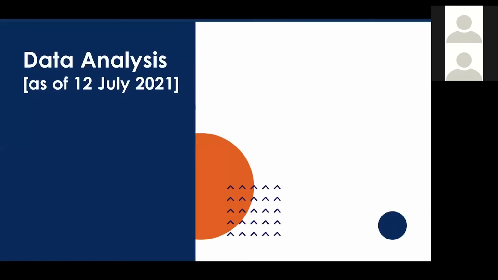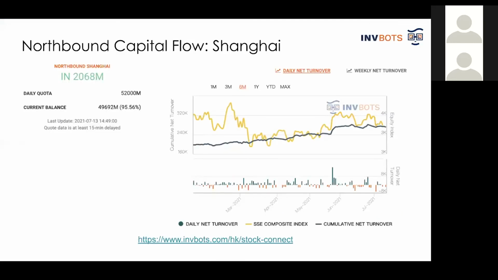Now that we have a basic understanding of Stock Connect, we're going to do some data analysis using our website. There is a link below. You can access our website through this link, and you can see that the northbound to Shanghai has an inflow of about 2,068 million today. On the right-hand side, take a look at the bottom of the diagram. You can see that there are some differences in colors.